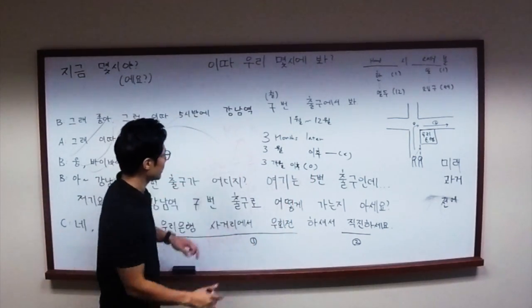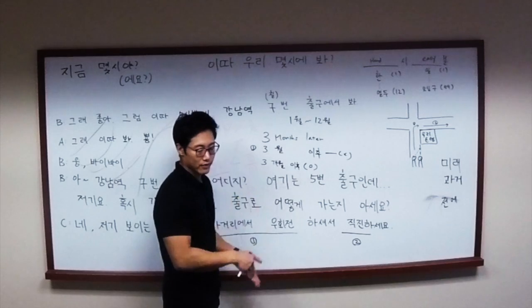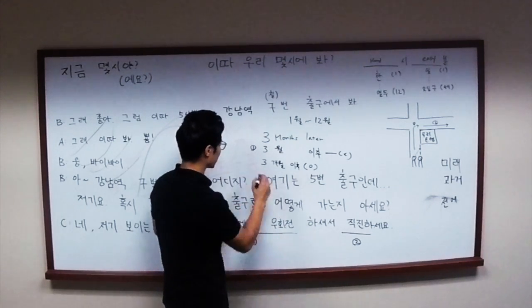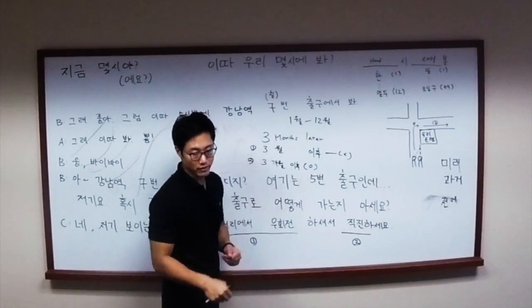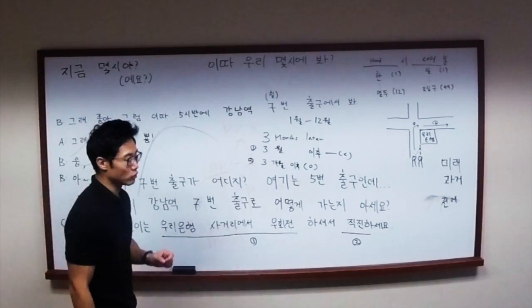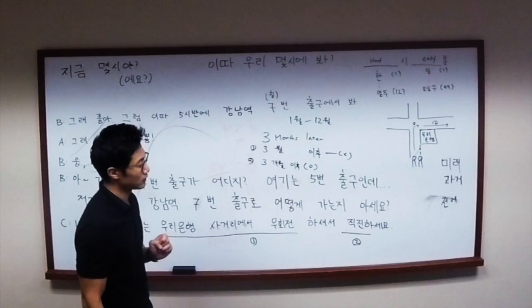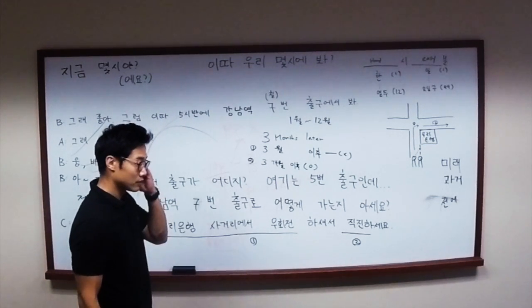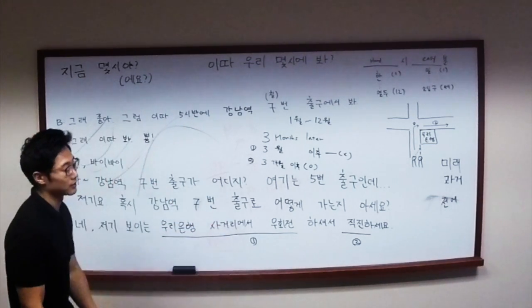The first one, number 1, will be after March, and this number 2 will be after 3 months later. Okay. So how do you say 1 month later? 2개월. Very good. Excellent. That's it.